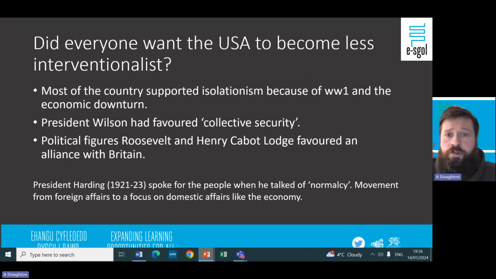Most of the country did support isolationism. They lost a large number of people in a short period of time for something they felt wasn't their problem. Now, figures like Roosevelt, who we'll see in the 1930s, do want an alliance with Britain. Wilson favoured collective security. But public opinion was definitely against getting involved with other countries.